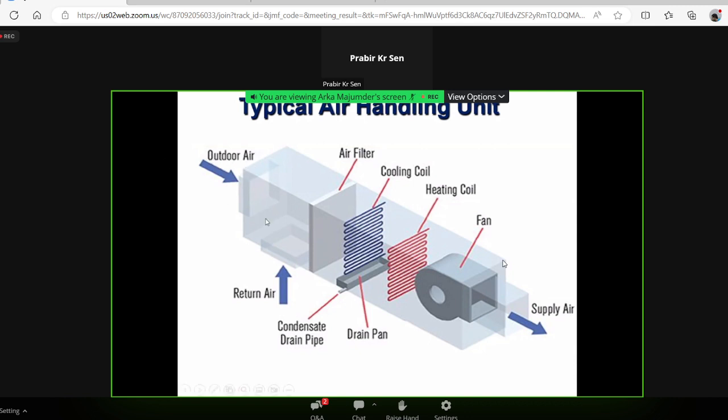It's called the mixing box. Then we filter it, because outdoor air will bring in some more dust and inside there may also be dust generation. We pass it over the cooling coil. And if you need winter heating, you also have a heating coil. Then we have the fan, and the fan supplies the air into the room through ducting. The whole thing is housed in a box, and that complete box is called an air handling unit or air handler. Next.